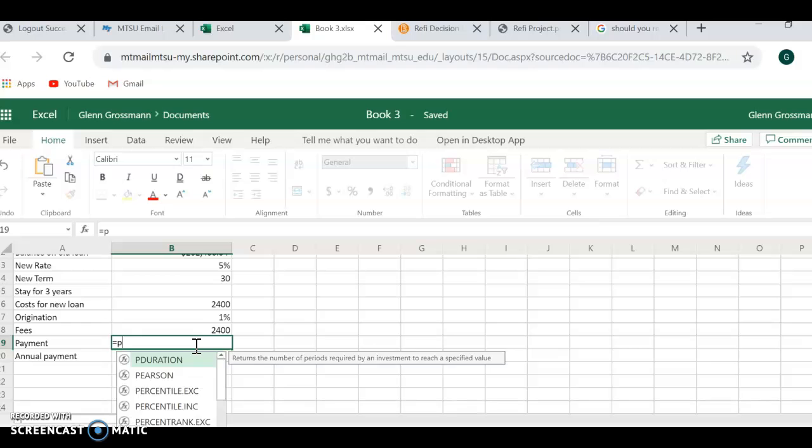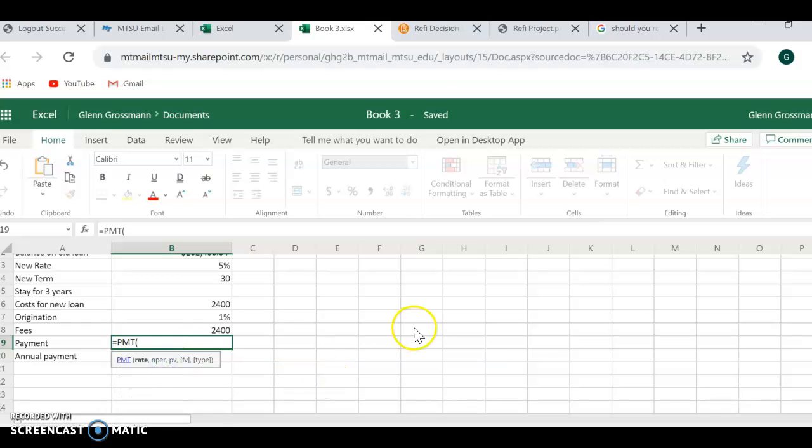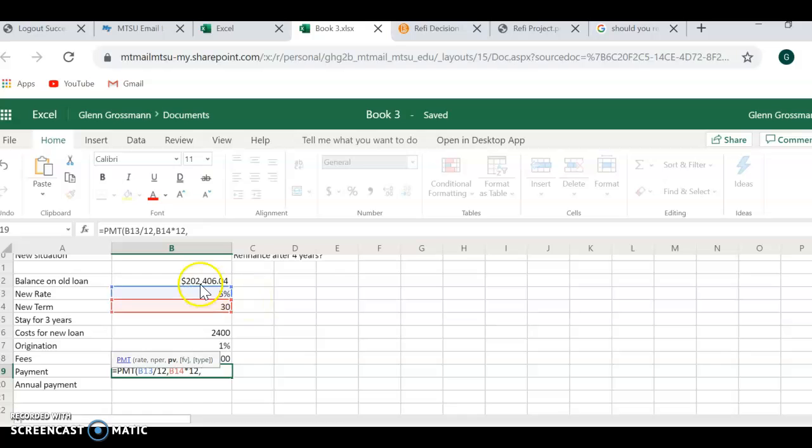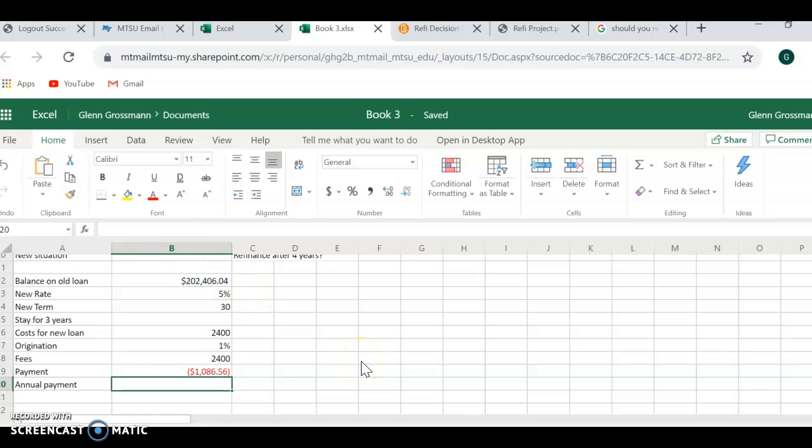So it'll be equal payment function. We'll take our new rate, which is 5%, and then divide that by 12, and then we'll take our new term, and we'll do that times 12, and then we will point to our balance on the old loan, and that'll give us our new payment. Now to get our annual payment, we'll take this, point to there, and then multiply by 12. That's how much we're paying per year.